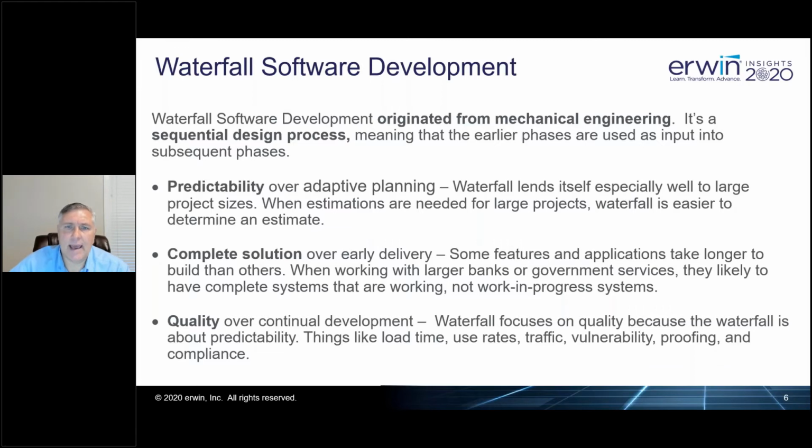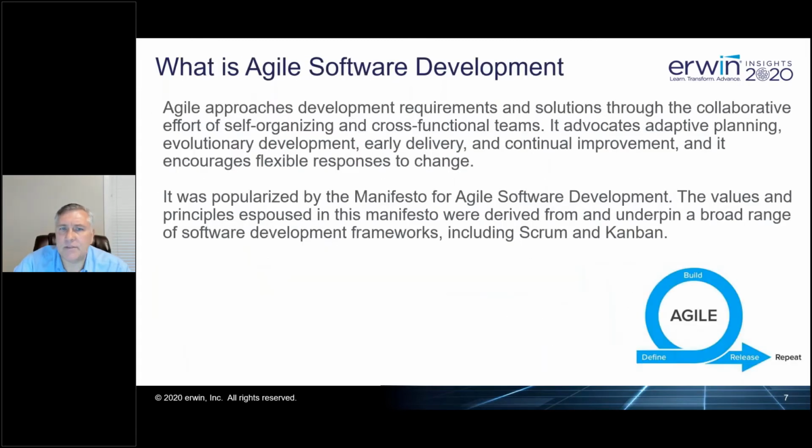But in came a new concept called Agile software development. Agile approaches development requirements and solutions through a collaborative effort of self-organizing and cross-functional teams. It advocates adaptive planning and an evolutionary development process. So it gives an early delivery and continual improvement. And it also encourages flexible response to change.